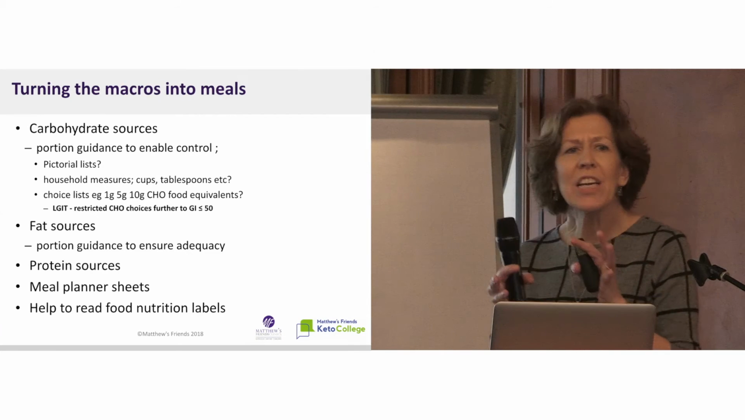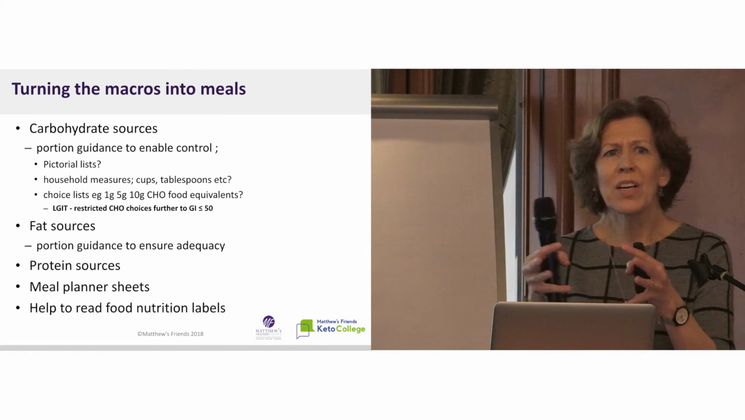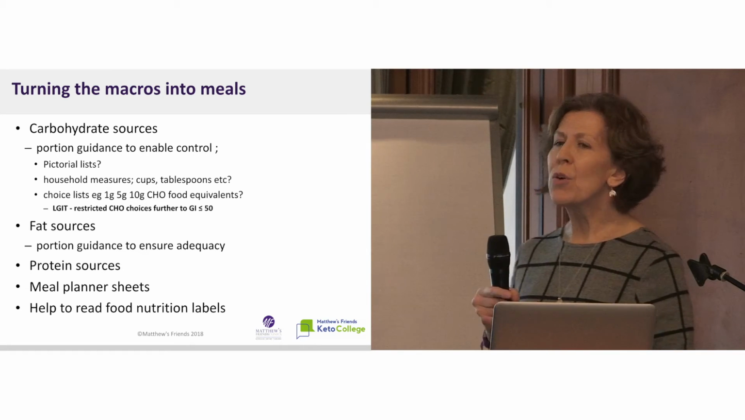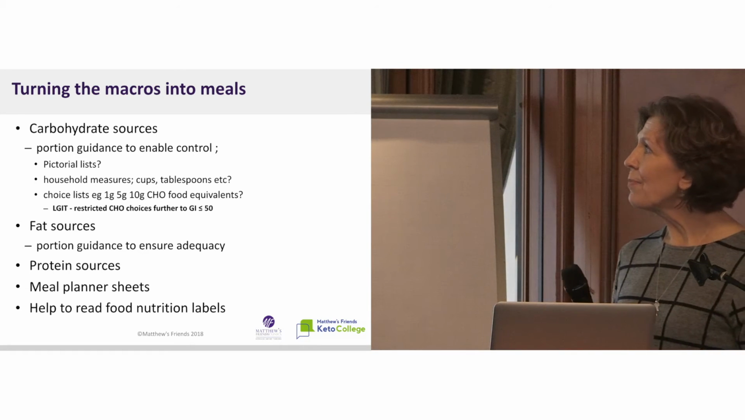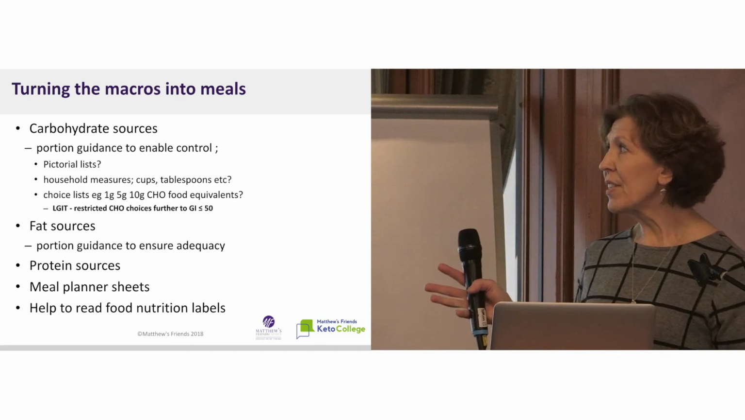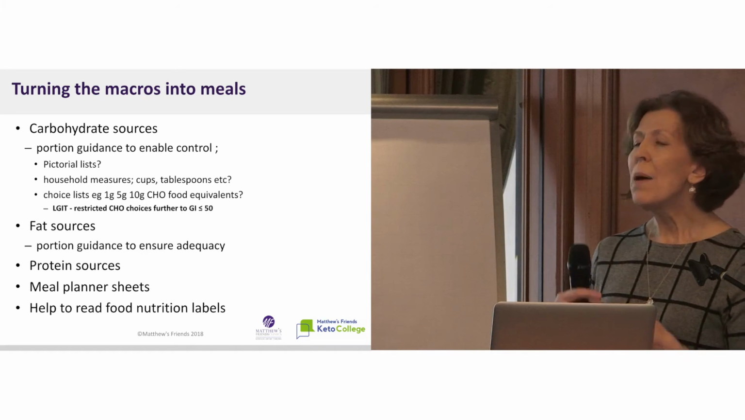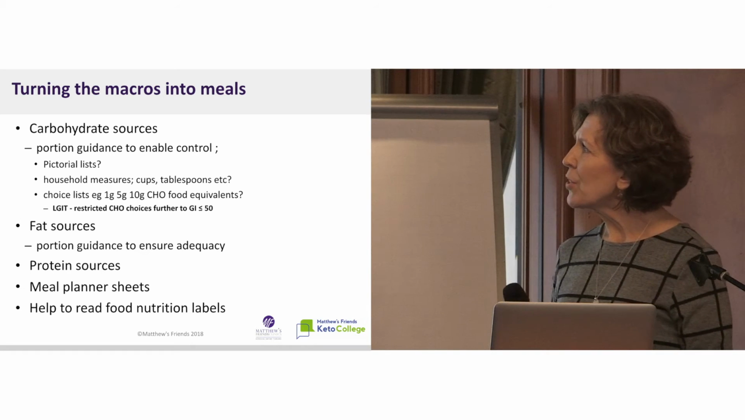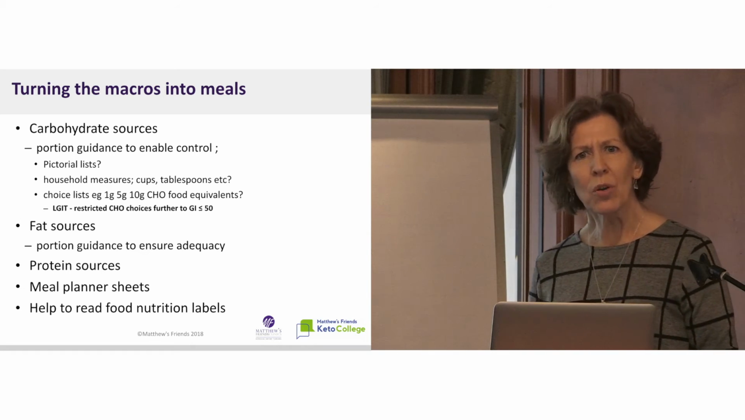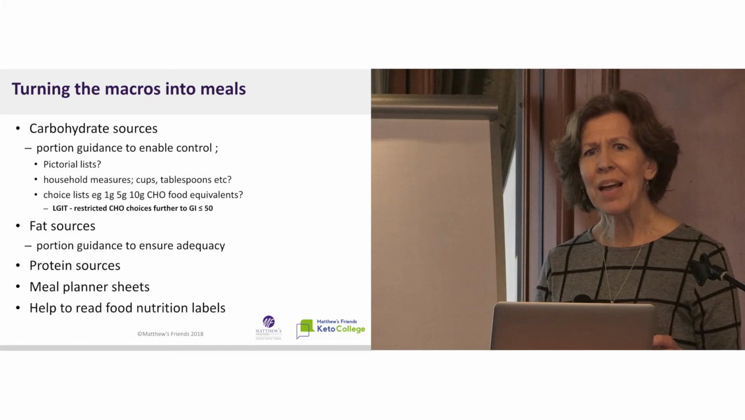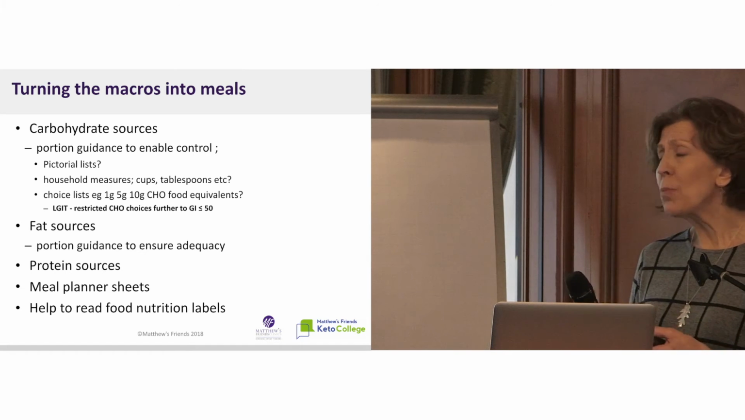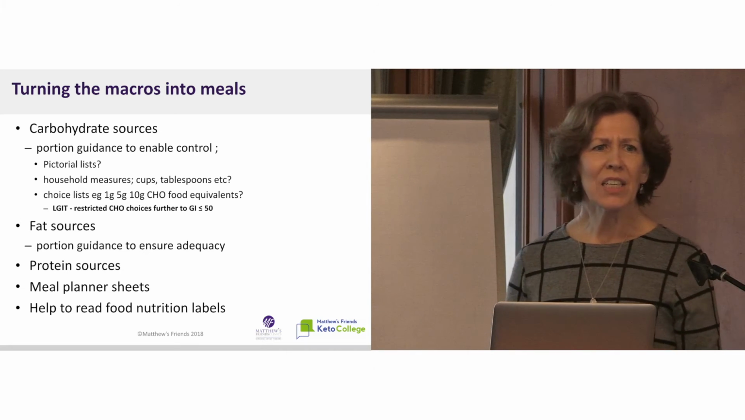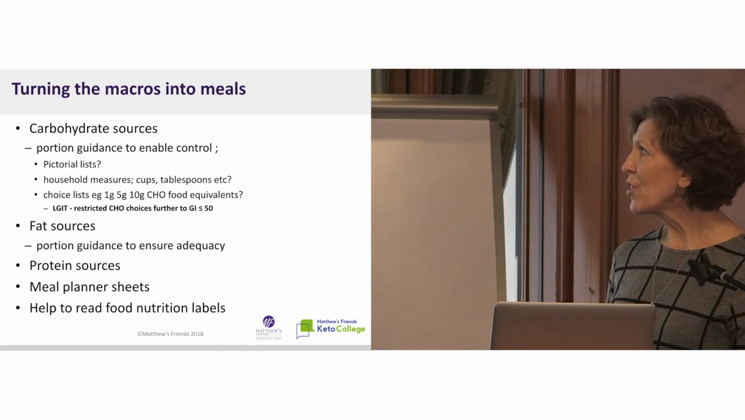So in terms of turning those numbers, because we all work in numbers, but we've got to turn them into meals, we need to obviously focus initially on carbohydrate sources. Again, I showed some of this yesterday, so I'll go through this pretty quickly. Maybe pictorial lists can be helpful if you can get them, so that people can see what a portion will look like, and then they can translate that to their plate. Or household measures in cups. In America, they use a lot of cups. We use tablespoons, and we may use certain measures like cups.